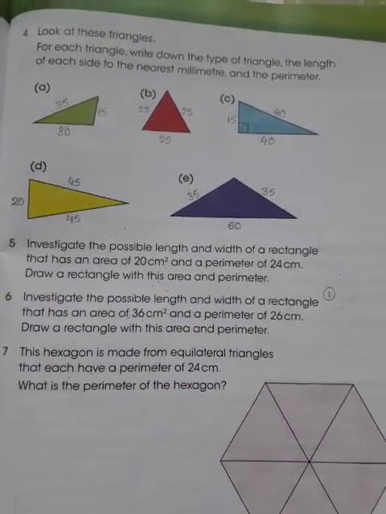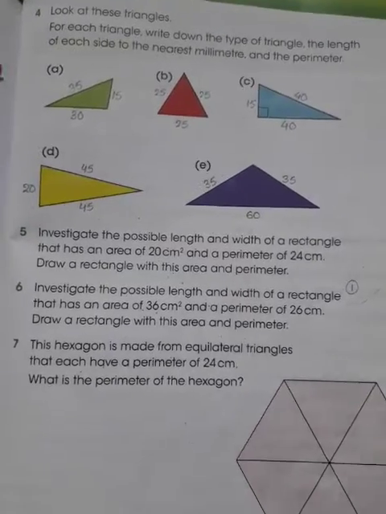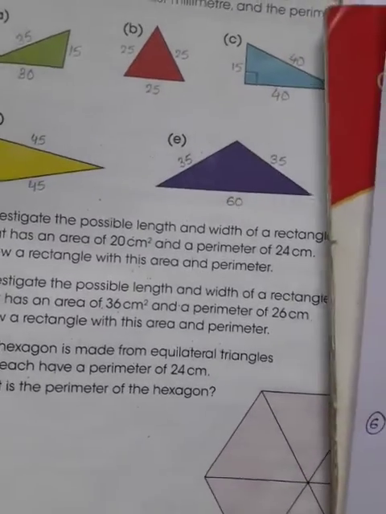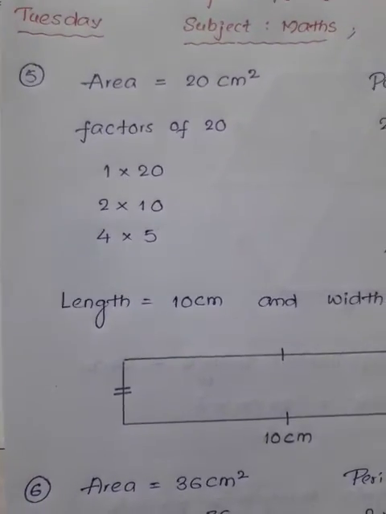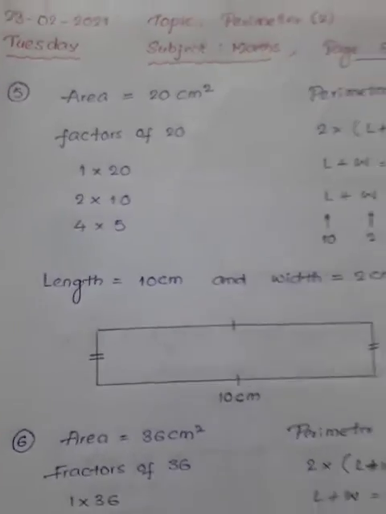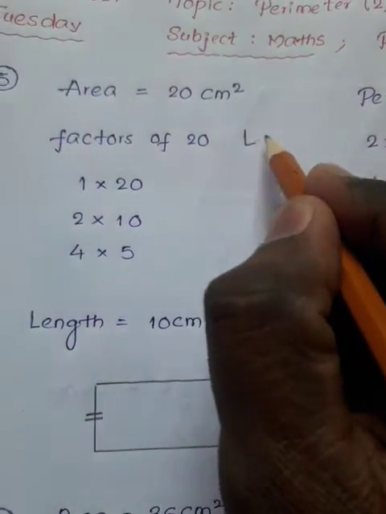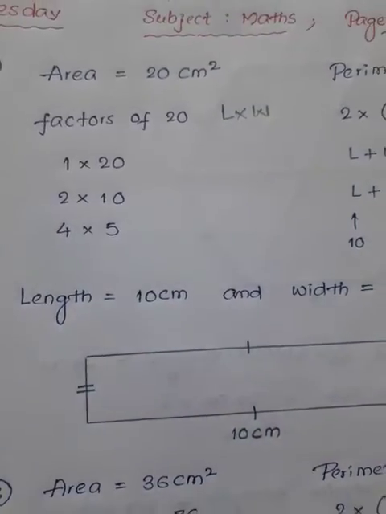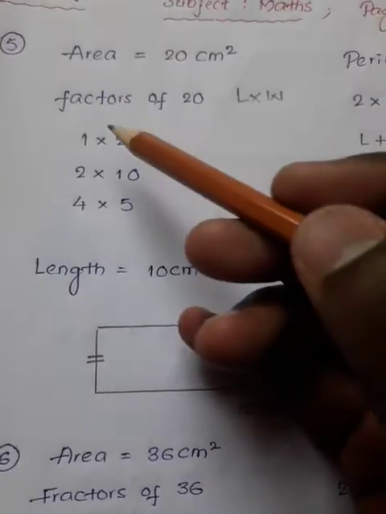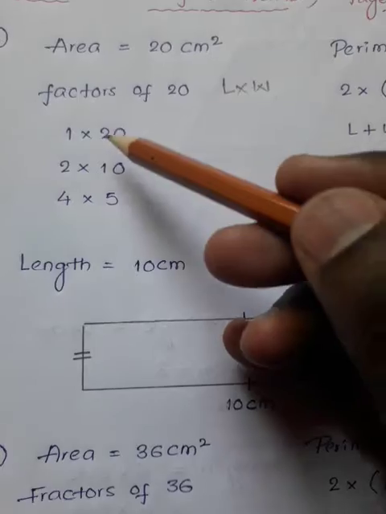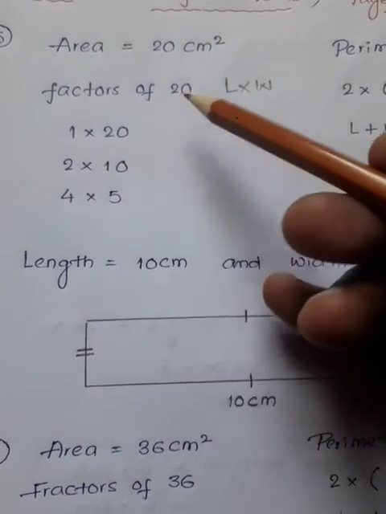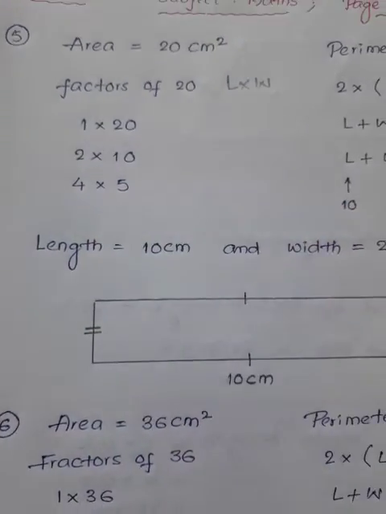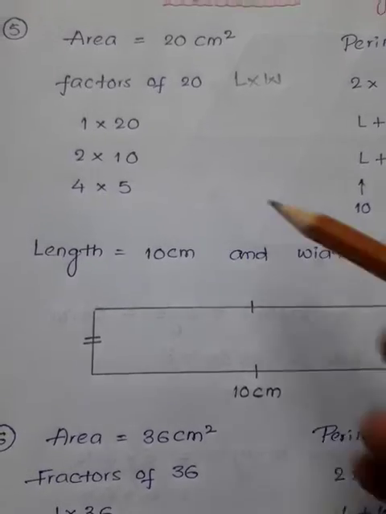First of all, we need to find the length and the width that satisfy the area and perimeter as well. The area given is 20 centimeter square. We know the area of a rectangle is length multiplied by width. So we need to write the factors, which we already did in the first term. Factors means length multiplied by width. 1 into 20 is 20, 2 multiplied by 10 equals 20. In the 3 table there is no 20. In the 4 table, 4 fives are 20. In the 5 table there is a 20 again, but repeated means stop. This is about the area.